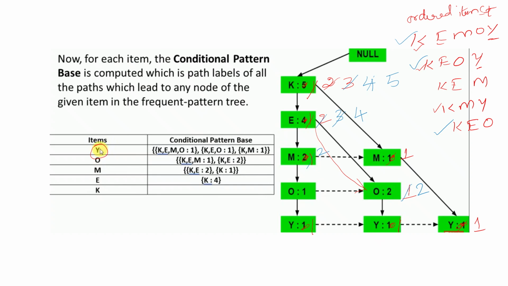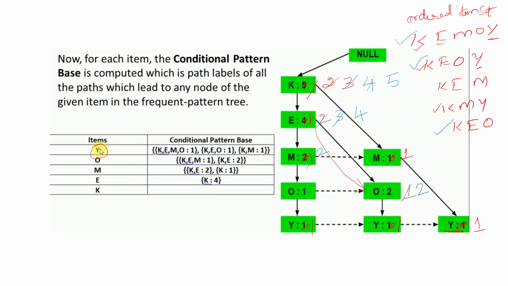So this is how we have to find for each item. Now M means we have the item set for KEM. KEM already exists, so we need not write it again. Then KM. For KM, the direct connection is only one here. KM is already here, so no need to write again.